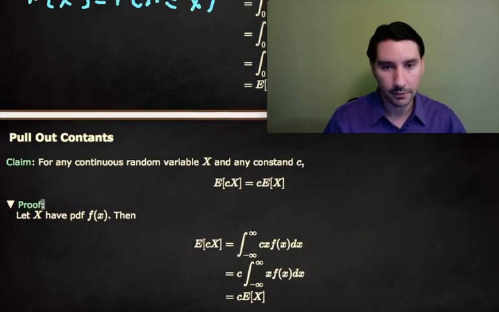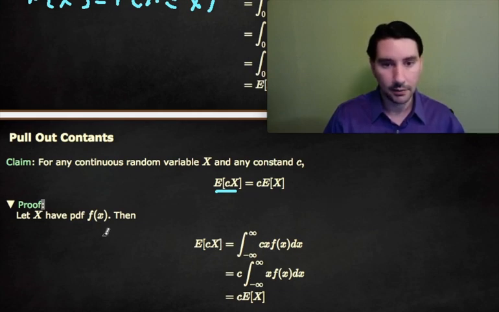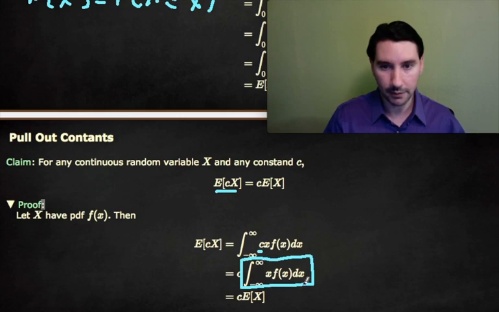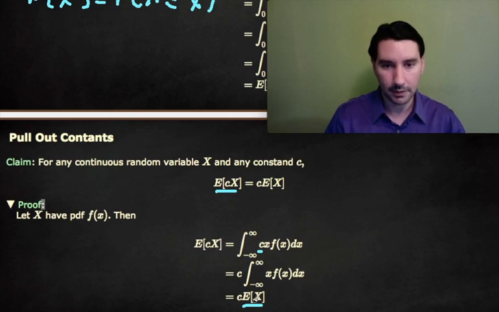Just like with discrete random variables, you can pull out constants. So the expected value of a constant times X is the constant times the expected value of X. And to show this, you just use the integral. The expected value of cX is the integral from negative infinity to infinity of cx f(x) dx, because whenever X equals little x, then cX is going to equal c times little x. And the c can be pulled out of the integral, which leaves us with the integral from negative infinity to infinity of x f(x) dx, which is E(X). So E(cX) equals c times E(X).